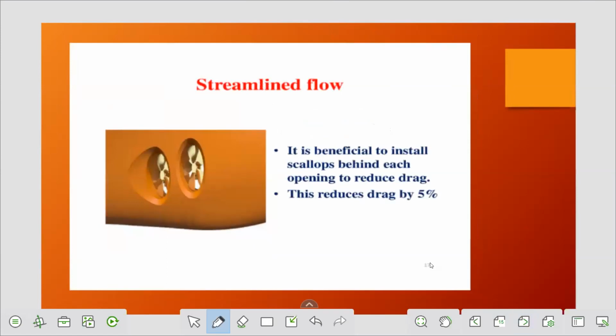Very, very important. Generally in model testing we also do flow visualization tests. So any opening you are giving or any appendage you are adding onto the hull has to be substantiated with the flow visualization test results. This is very important, the flow and its direction. So it is beneficial to install scallops behind each opening to reduce the drag, so that there is proper flow. This reduces drag by 5%.